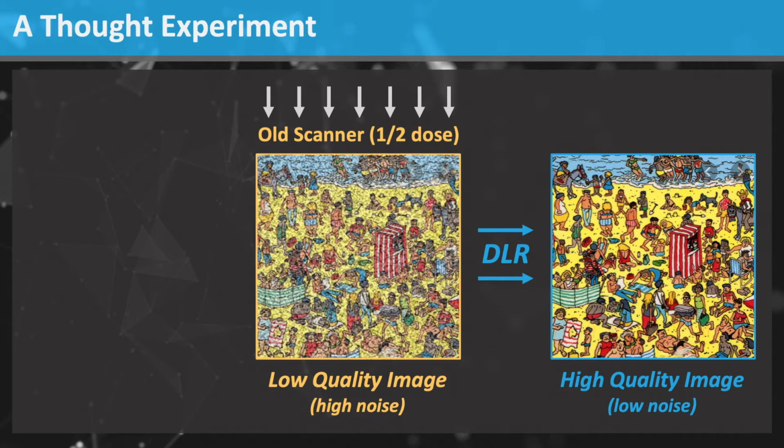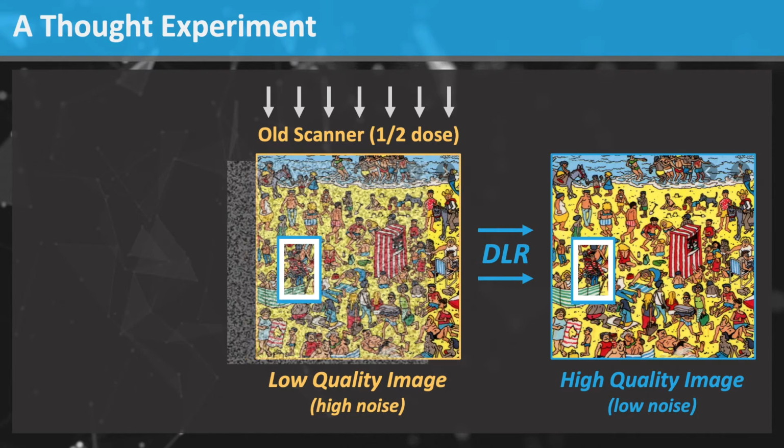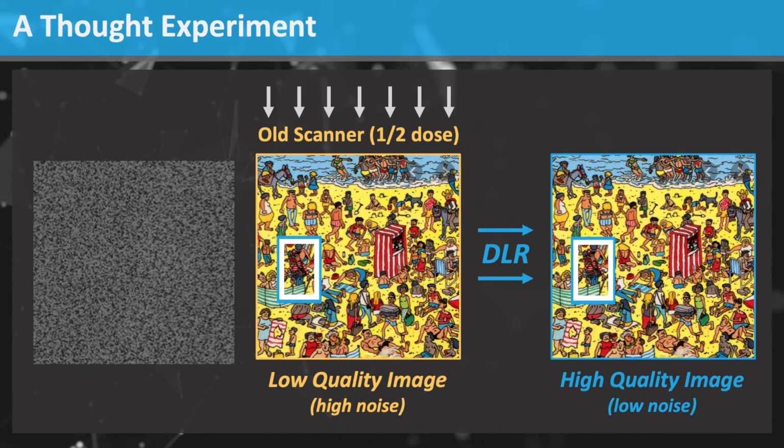It's not easy, but the radiologist finds Waldo. Here he is. He is also here on the low-quality image. Imagine how much harder and how much more time it would take to find Waldo on this low-quality image. Why is this? The low-quality image has high noise. DLR is able to remove that noise and produce the high-quality image.